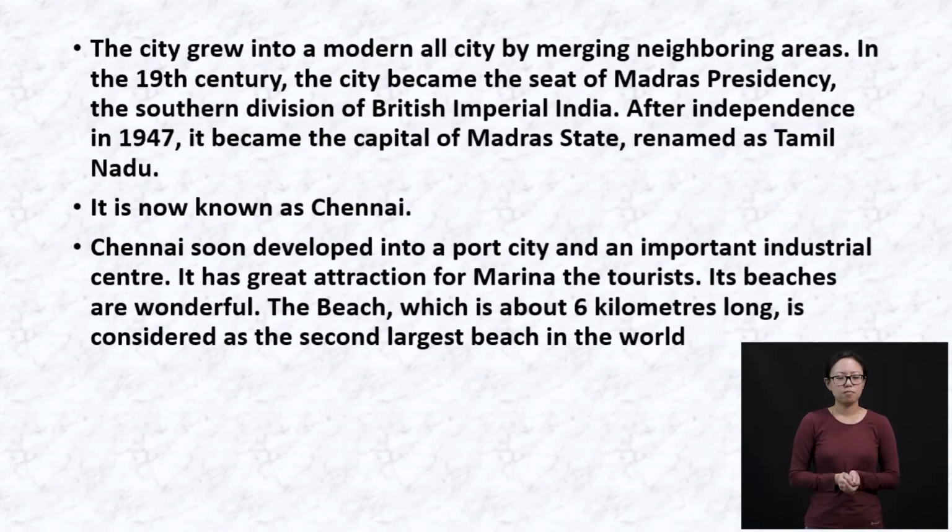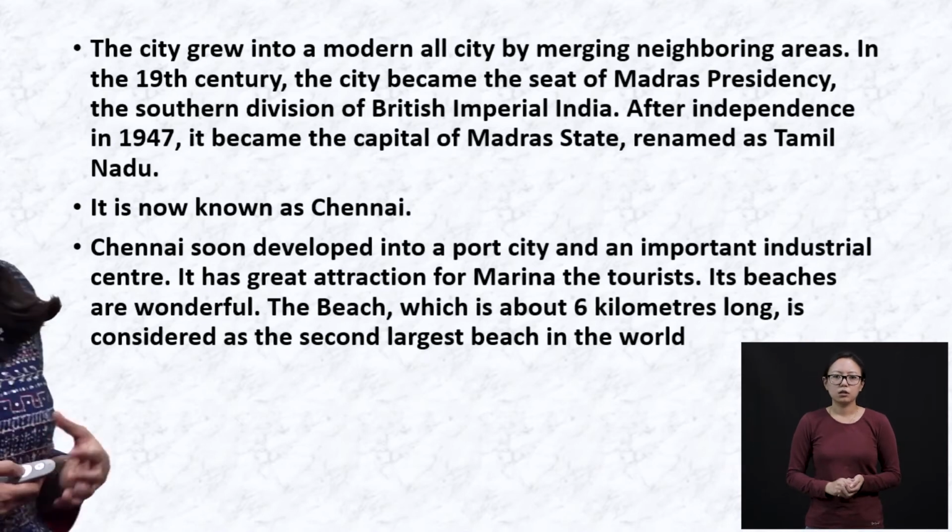The city grew into a modern old city by merging neighboring areas, and in the 19th century, the city became the seat of Madras Presidency, a southern division of British Imperial India, which means that the Madras Presidency was a very powerful seat. And after independence in 1947, this also became the capital of Madras state.